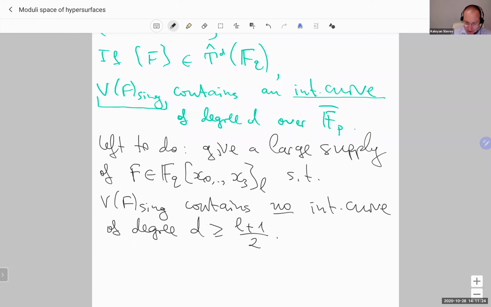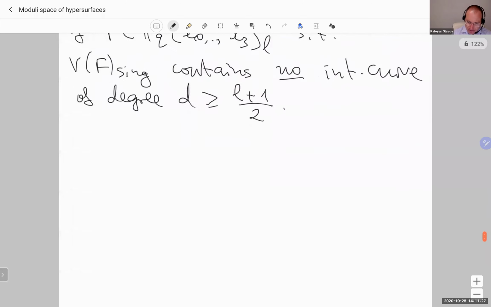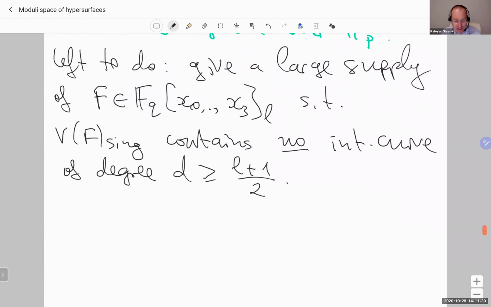I will scroll up. We don't need what we've been doing so far. This is what the problem is reduced to. We have to produce many F's, homogeneous polynomials with coefficients in FQ of degree L, such that when you look at the singular locus, V of F singular, it contains no integral curve of large degree. And that's it. Now we have translated to a point counting problem, in this case, a polynomial counting problem over finite fields. In the remaining 25 minutes, do we have 25 minutes, Antoni, roughly? Yes? Okay, in the remaining 25 minutes, we're going to do this.